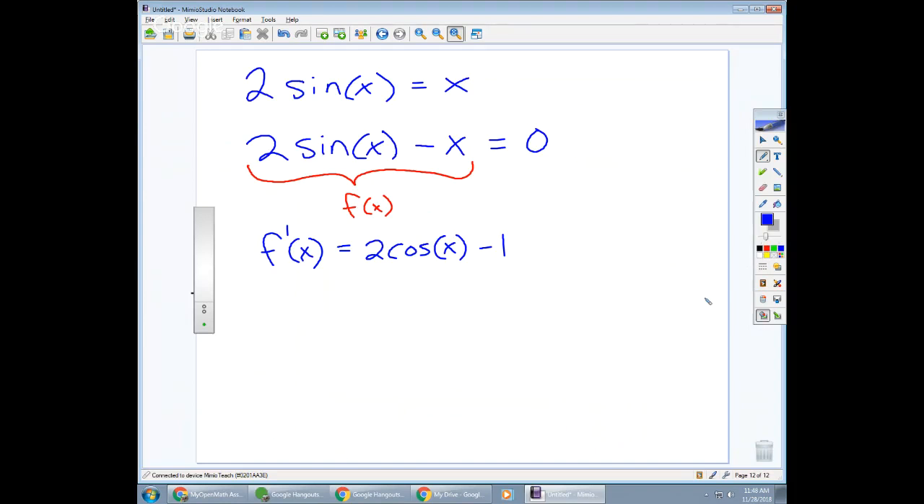Back in the days of Newton, the quadratic formula existed. The cubic formula did not exist yet, is my recollection, and the quartic formula definitely did not exist.